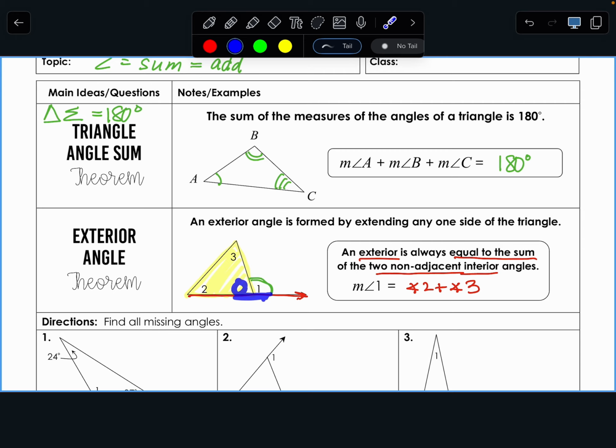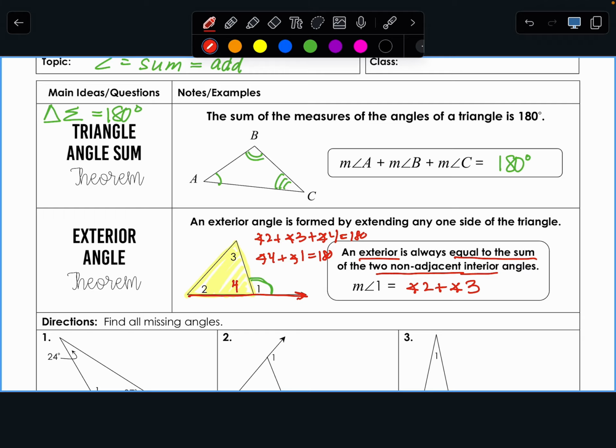And all I'm missing is this little piece. So if this little piece plus these two has to equal 180, let's just call this angle 4 for a second. Angle 2 plus angle 3 plus angle 4 equals 180. Angle 4 plus angle 1 equals 180.